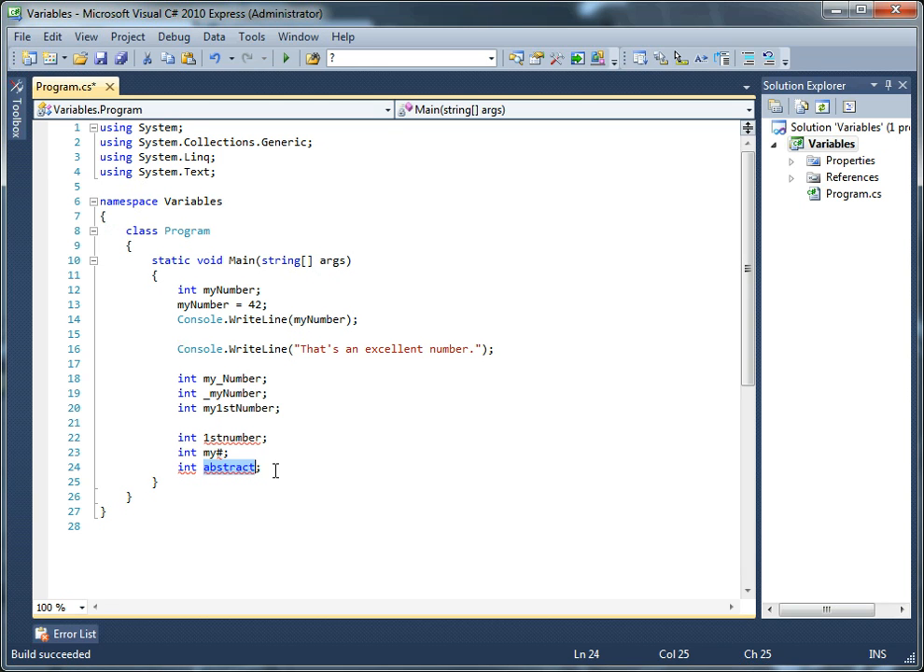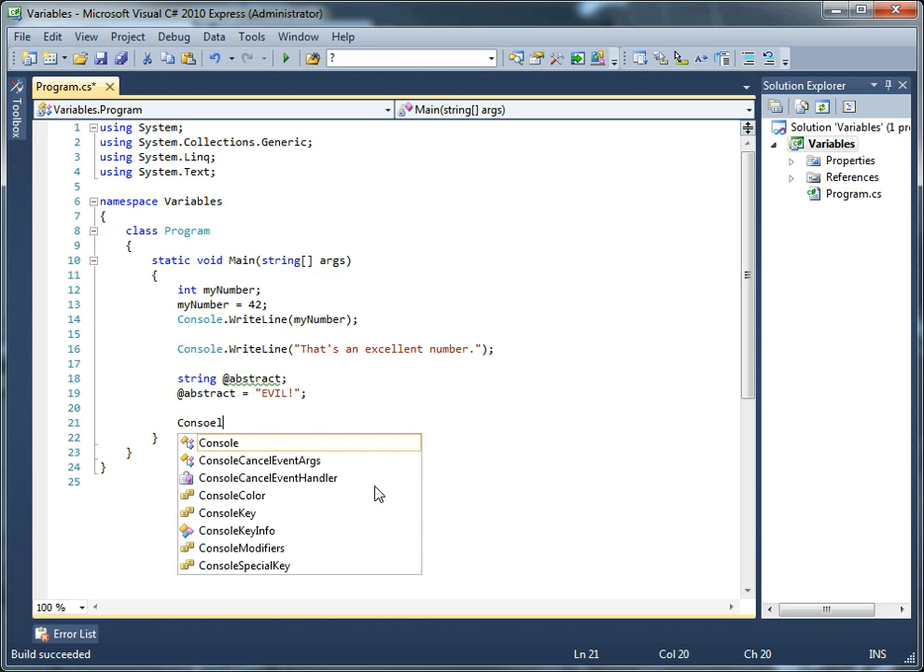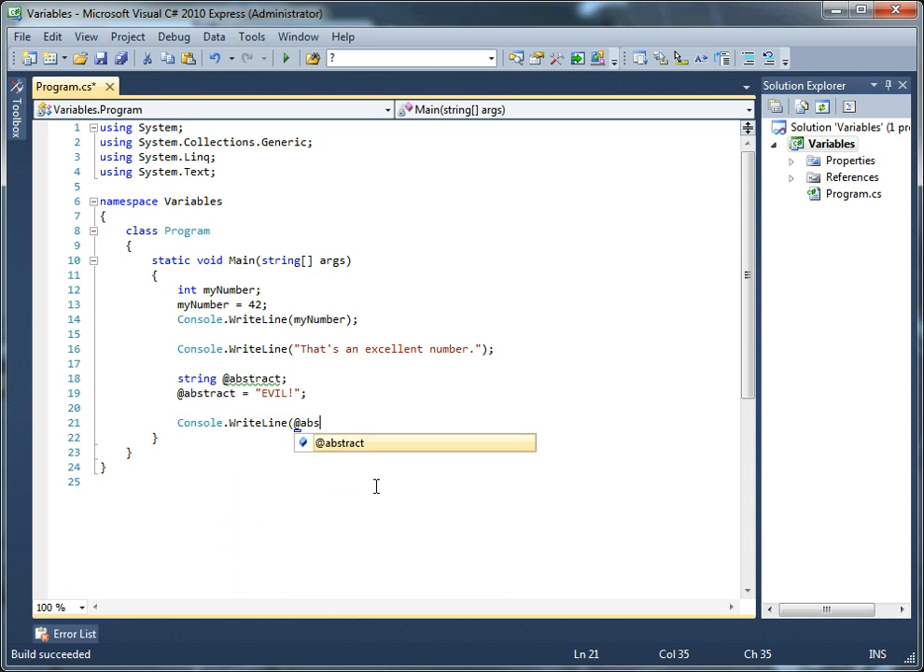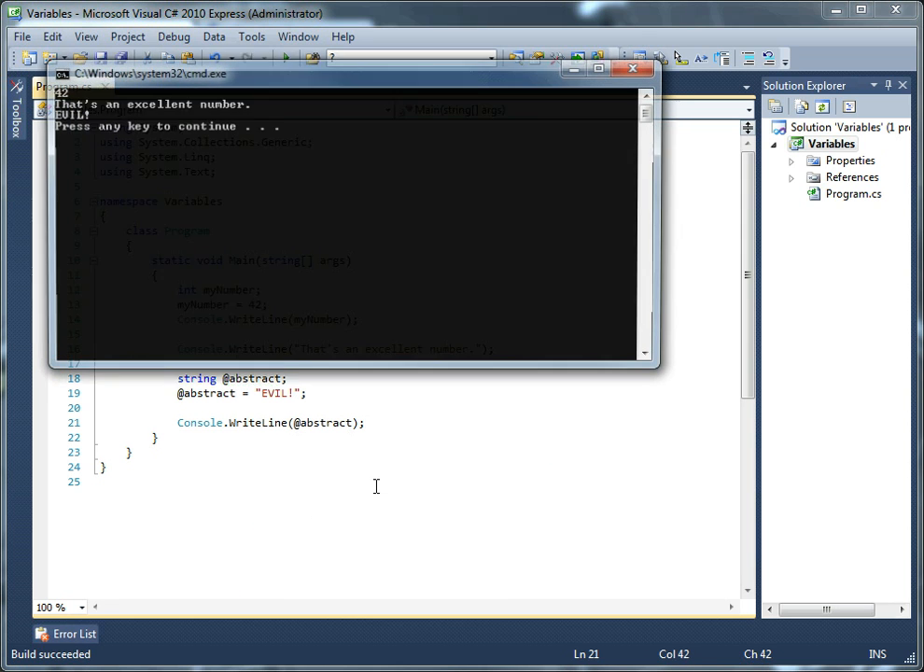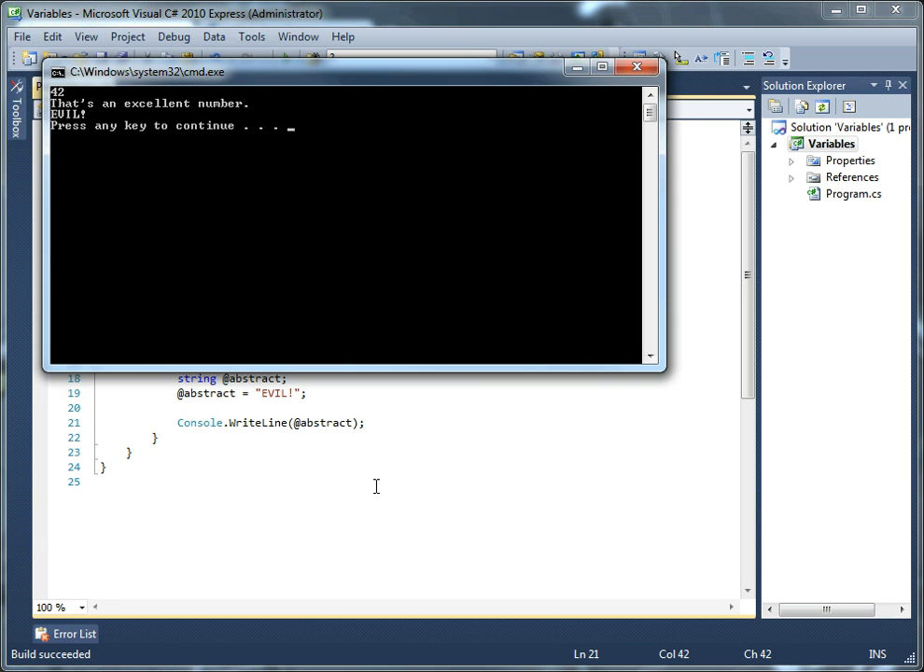Now, technically, you can escape a reserved word with an @ sign, but if you do that, your coworkers are probably going to laugh at you or worse. I'll show you an example so you're familiar with it, just in case you ever run into it. So I'm going to delete the other variable declarations and keep int abstract. And actually I'm going to change this to a string. And I'm going to add an @ sign. And I'm going to assign a value to it. And console.WriteLine. And now I'm going to run it. And there you go. Don't do it.